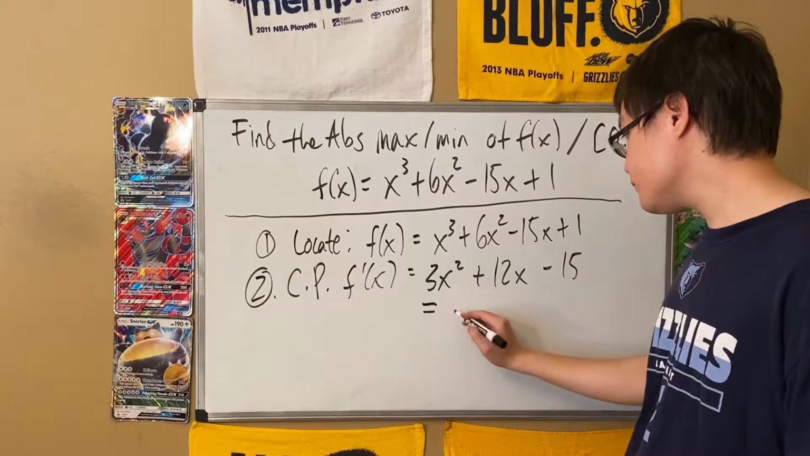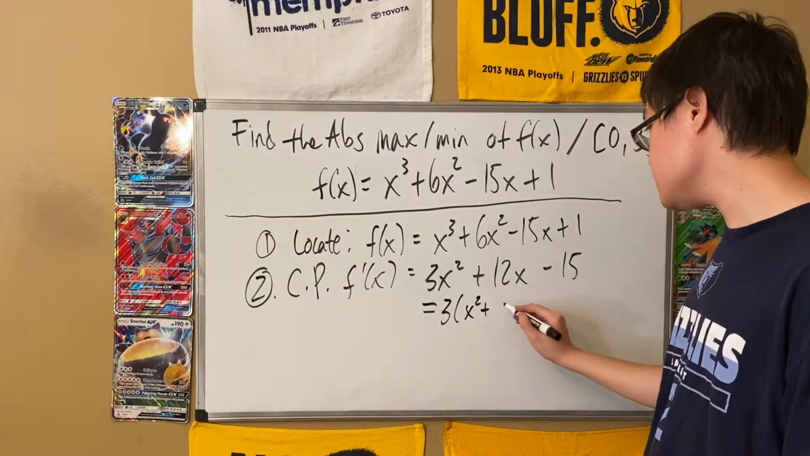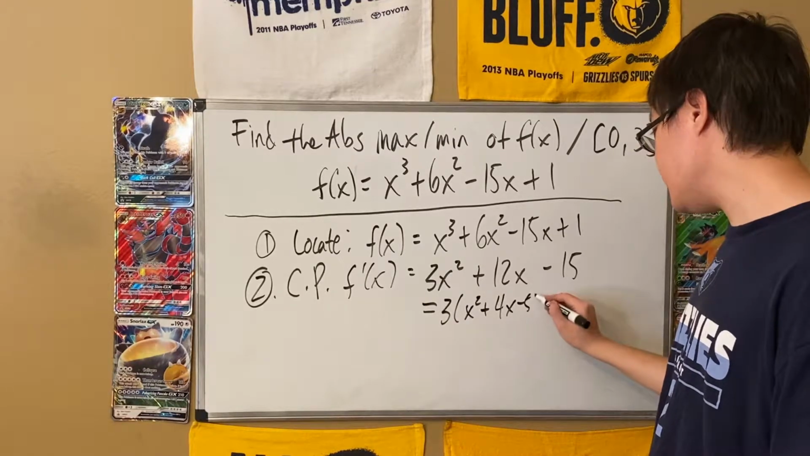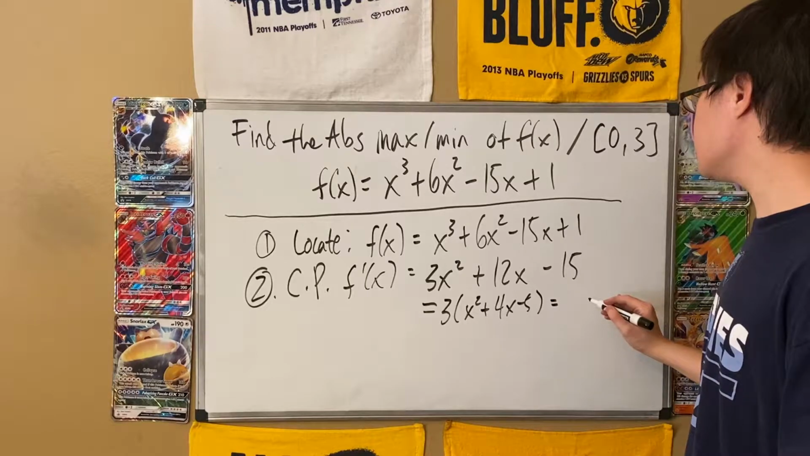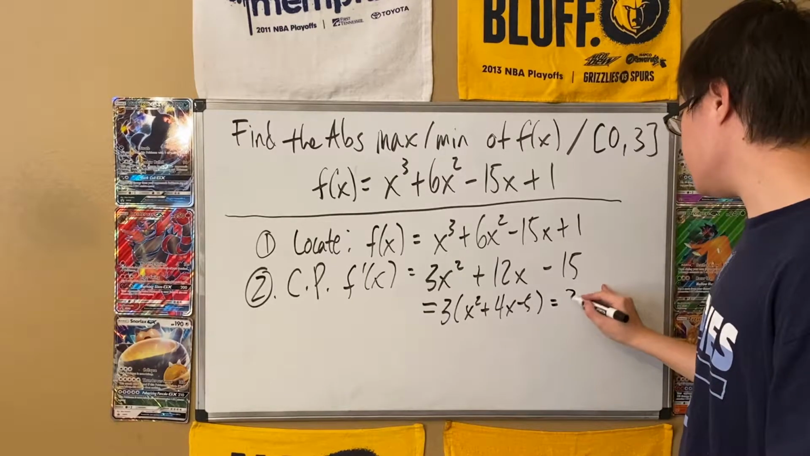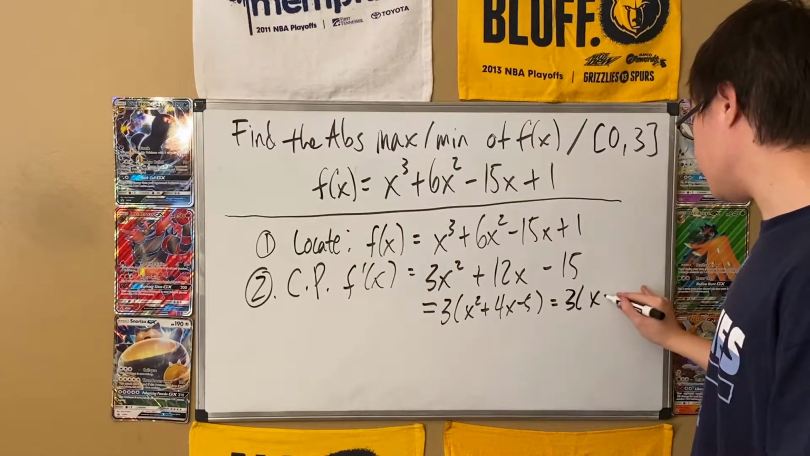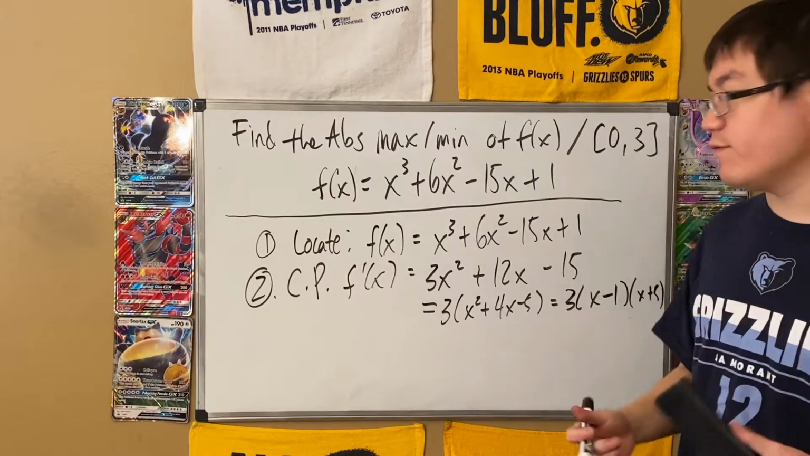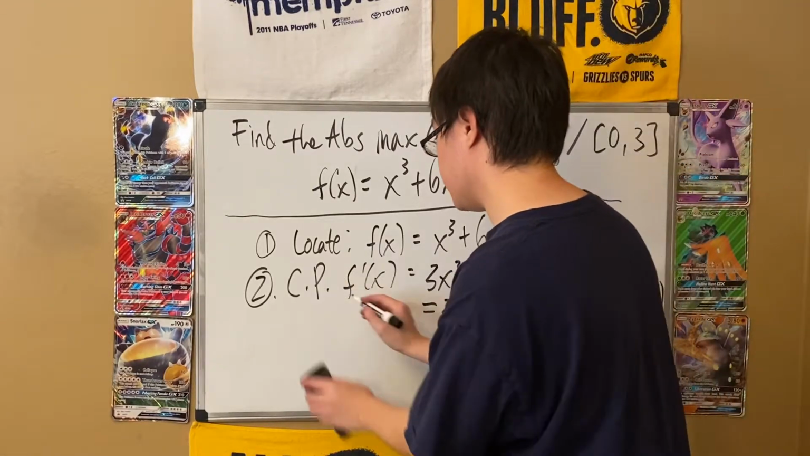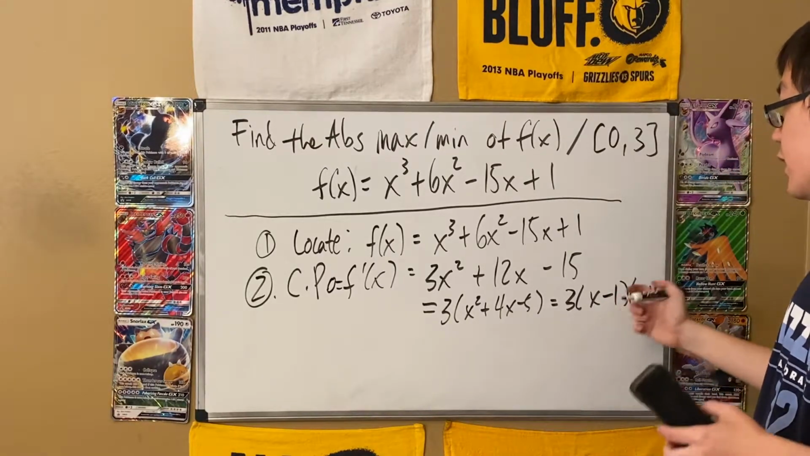So at this step, we do need to set this to be equal to 0, but I'm going to factor it a little bit. Looks like I'm going to take out a 3, so it's going to be 3 times x squared plus 4x minus 5. Then I'm going to factor this. It's going to be 3 times x minus 1, I believe, times x plus 5. And again, you're not just taking the derivative, you're setting this equal to 0. So let's see if we can squeeze in a 0 equals here. So it looks like my x's are going to be 1 and negative 5.